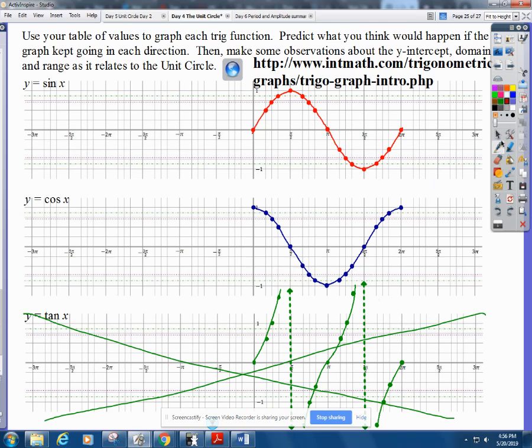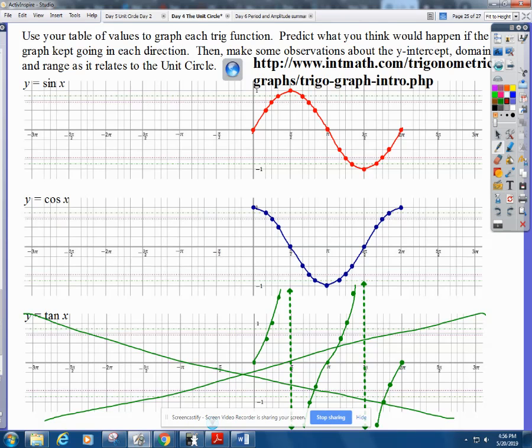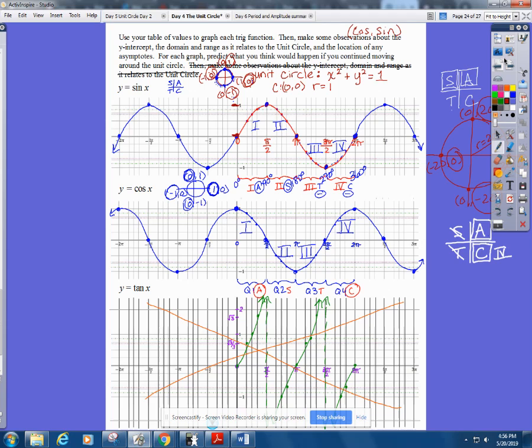Actually, I'm looking at what I wrote up here that we can take a look at before we go to page 24. We never talked about page 23. It says, make some observations about the y-intercept, domain, and range as it relates to the unit circle. So let's look at the graphs again. I'll go back to the page before because we can take a look at the domain, range, and the y-intercepts.